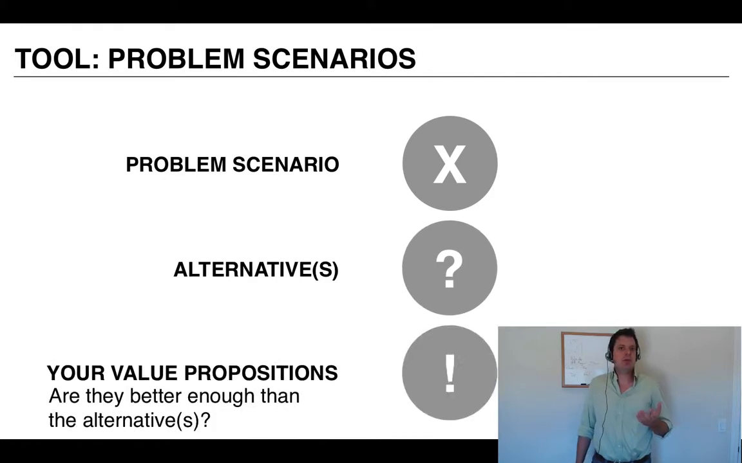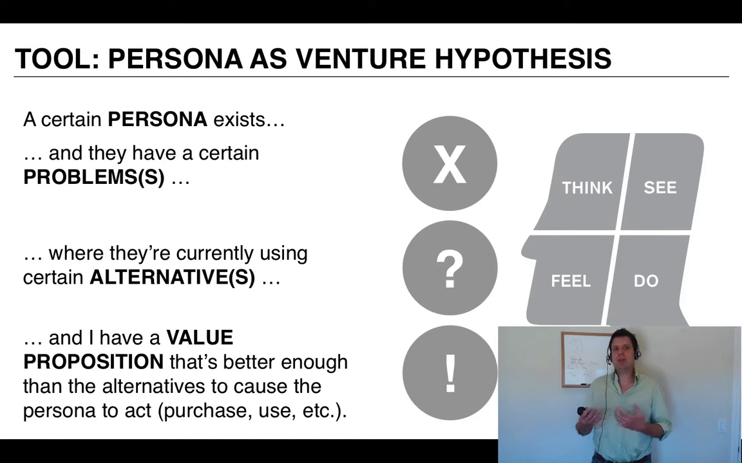And then you're looking at your value propositions, and the key question you're asking is, are my value propositions better enough than the current alternatives at delivering on these problem scenarios? And with this, you can actually thread all that into a testable hypothesis about your product, a product hypothesis: that a certain persona exists, they have certain problem scenarios that are important to them, where they're currently using such and such alternatives, and we have a value proposition that's better enough than the alternatives that they're going to buy our product, use our site, whatever.